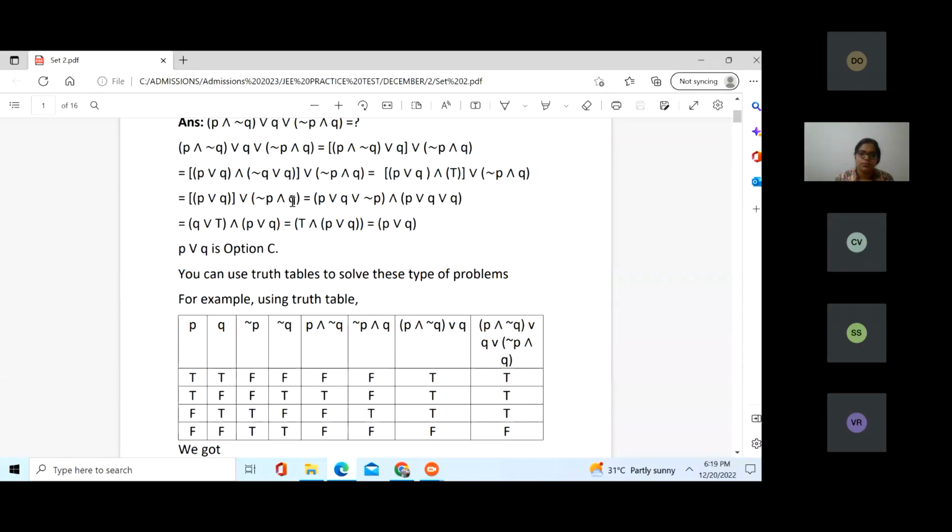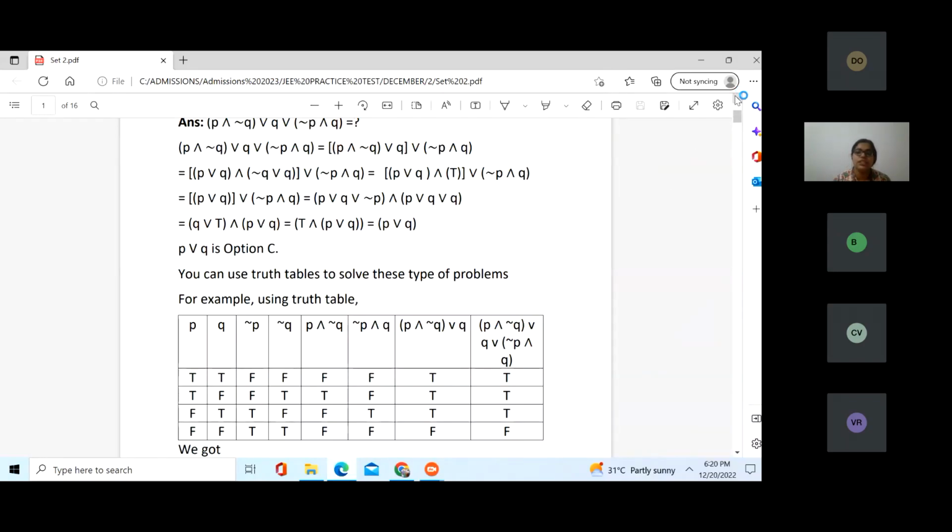Now we can write this as P or Q or negation P, and P or Q or Q. So we have this term as T. So it will be Q or T and P or Q. So what is the answer? The answer is P or Q. So this is the first, easy method by which you can solve the problem. Whatever is there in the question, you need to understand how you're going to change or simplify the terms in such a way that you reach the answer.